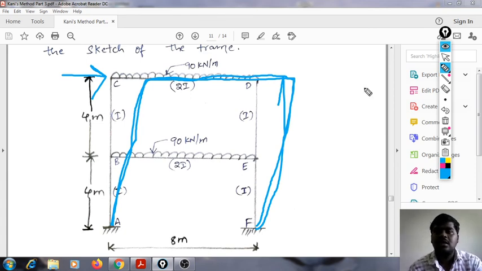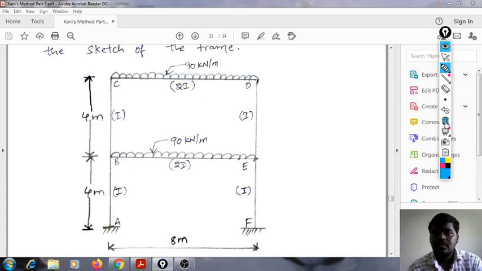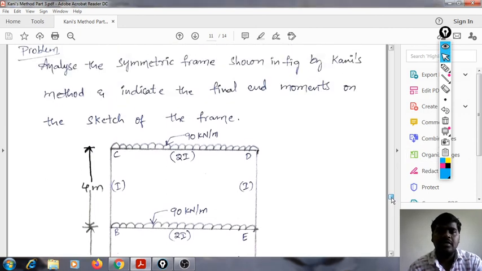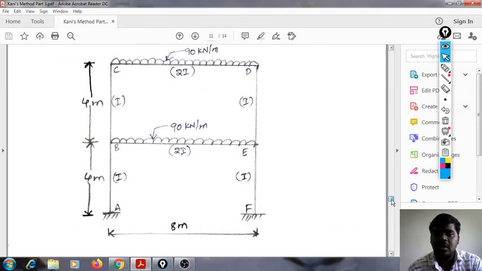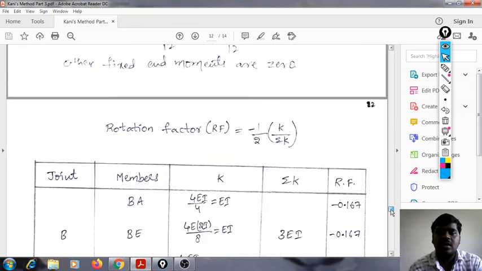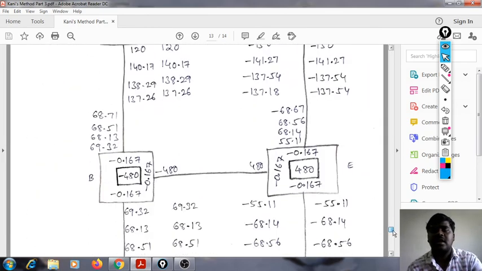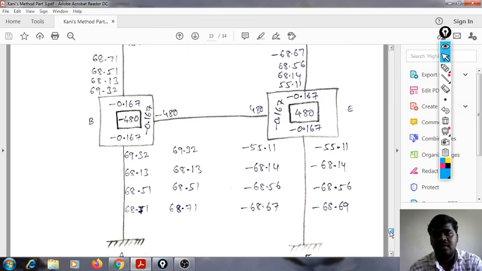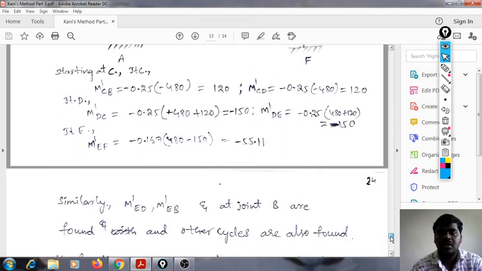So, that is all regarding the calculation part of this Kani's method for a portal frame. If the calculation part is not understood, please verify the previous videos in which it was clearly explained step by step. The case is the same for any type of problem you take into consideration.